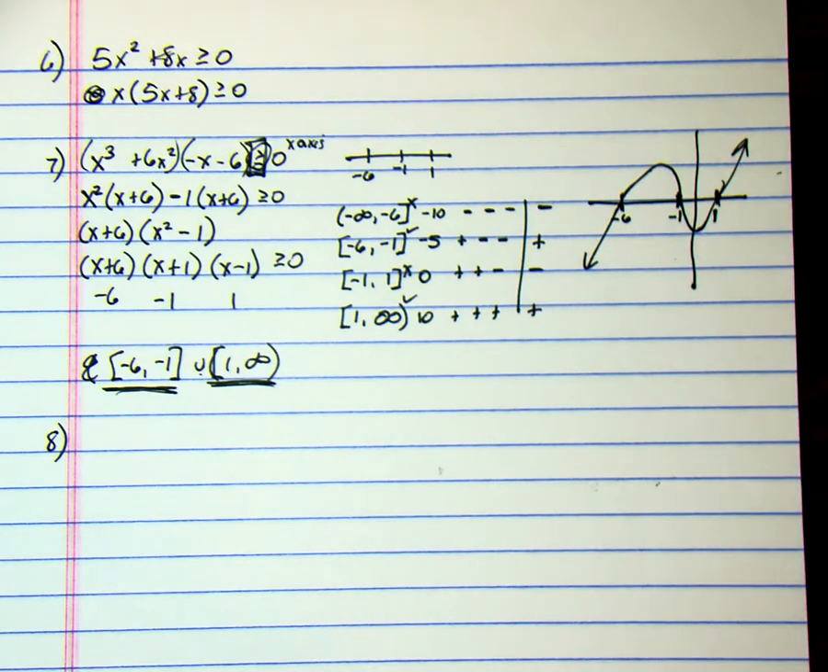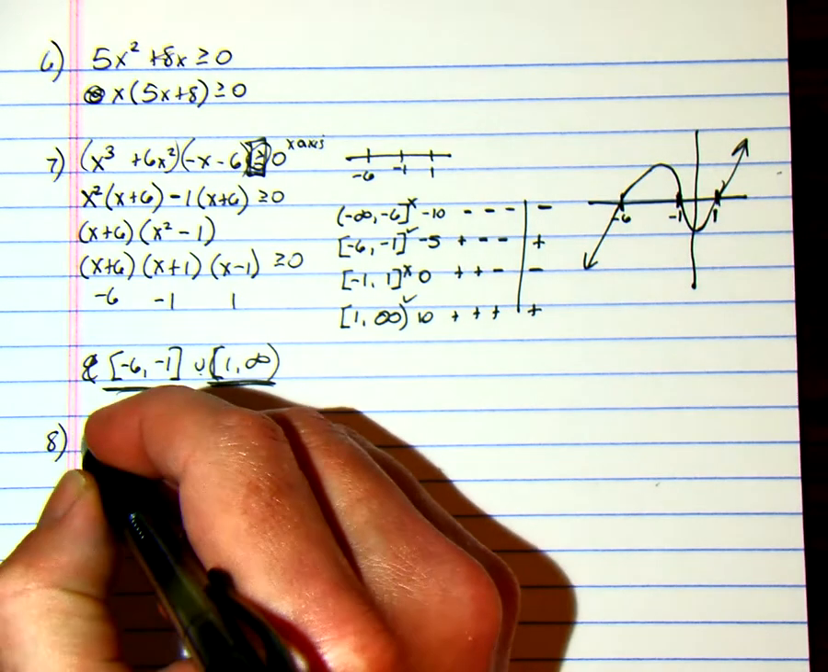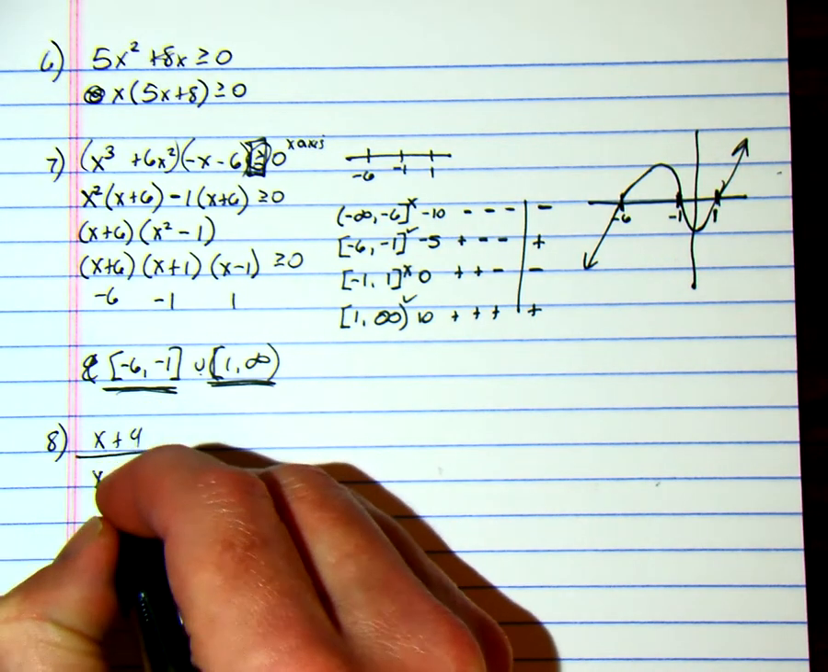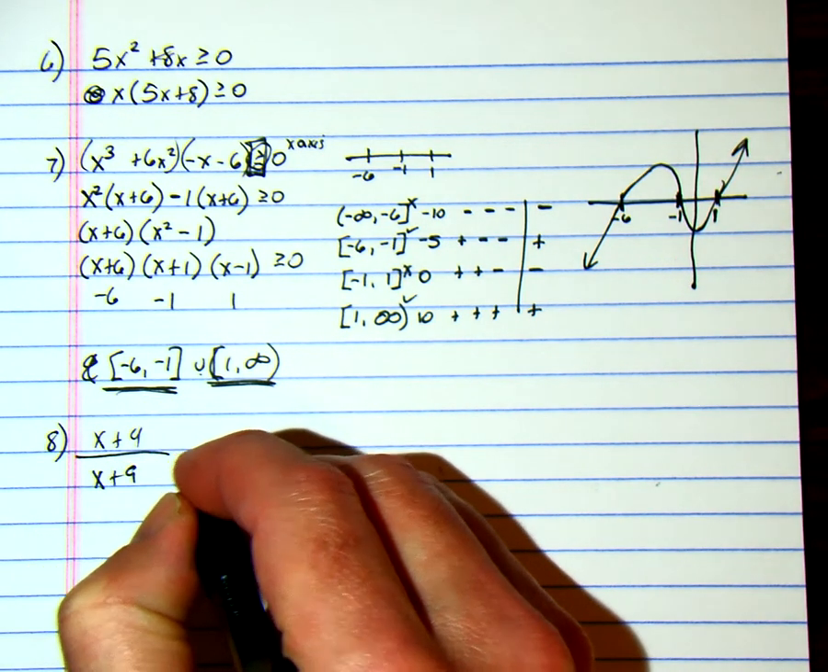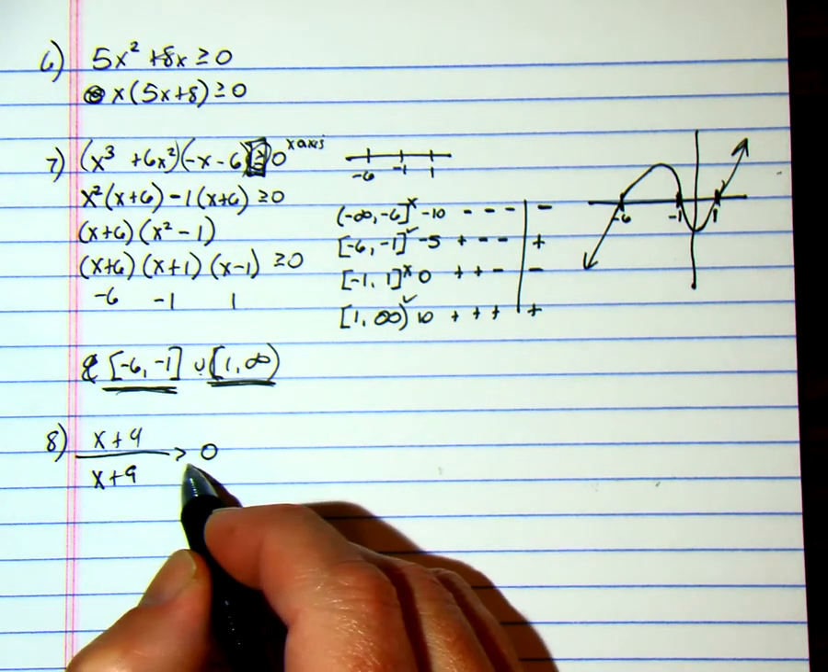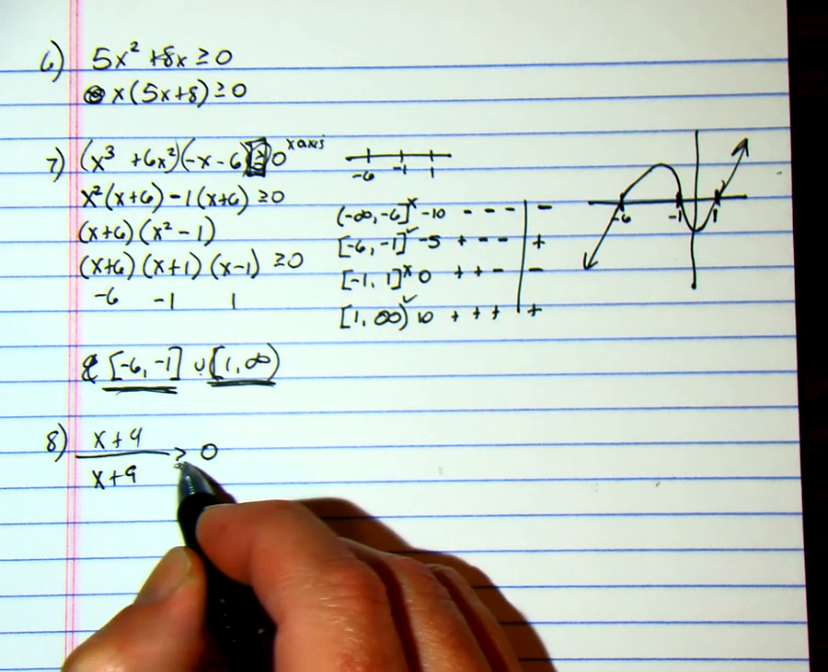All right, so let's look at 8. And my iPad tends to be turning off on me, so let's see if we can get this back. So it is x plus 4 over x plus 9 is greater than 0. I will do this both ways, okay? But here we have to pay attention to what we're doing. I mean, this one isn't so bad. It's when we get the equal to sign in there, that's when things kick up a notch.